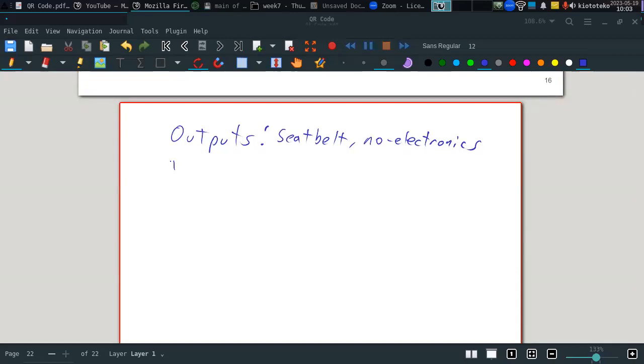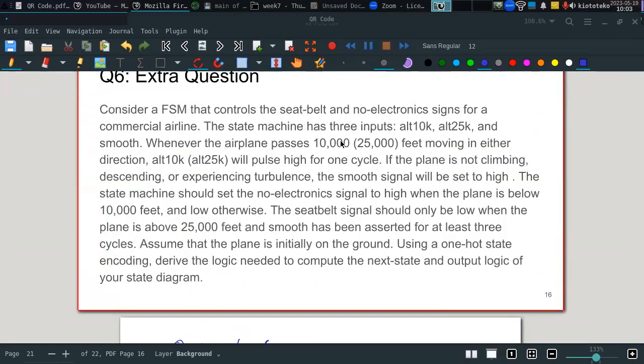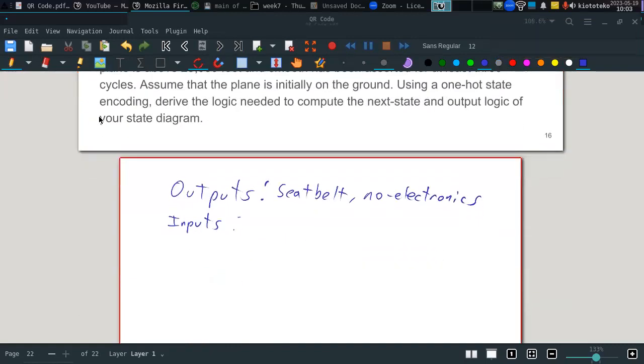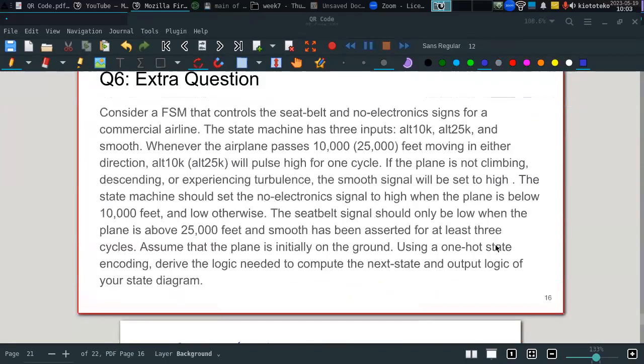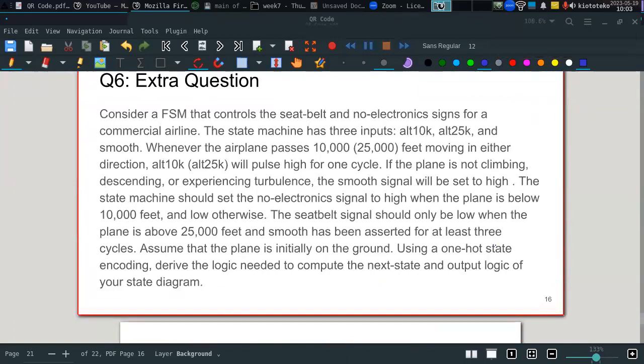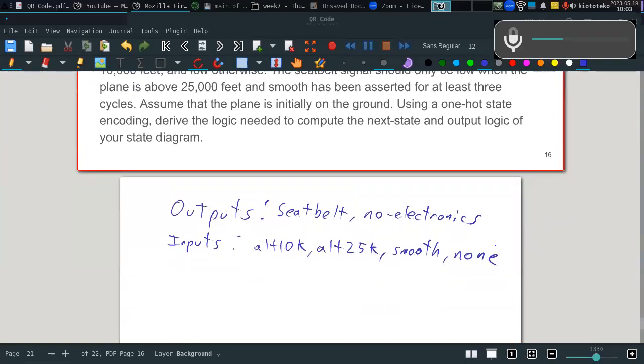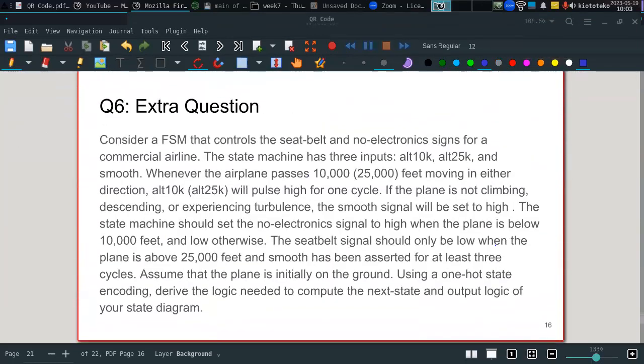Our inputs are, you can say there's 3 inputs. Well, it's already telling us, no? Alt 10K, alt 25K, and smooth. Although we can also consider that none of them appear, no? Because the input only happens for one cycle. But otherwise, there's no signal, so it's none, no?